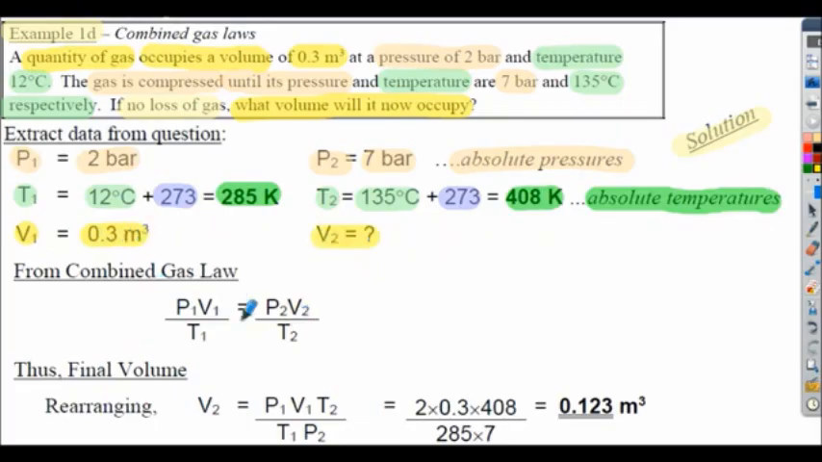So from the combined gas law, P1 V1 upon T1 equals P2 V2 upon T2. We now need to rearrange to find V2. So rearranging for V2, we will need to multiply throughout by T2 and divide throughout by P2. Inserting our values, notice I'm keeping my pressures in terms of bar here, because the units effectively cancel out, so even if I converted them into pascals, I would still get the same answer for V2, and V2 is 0.123 meters cubed.